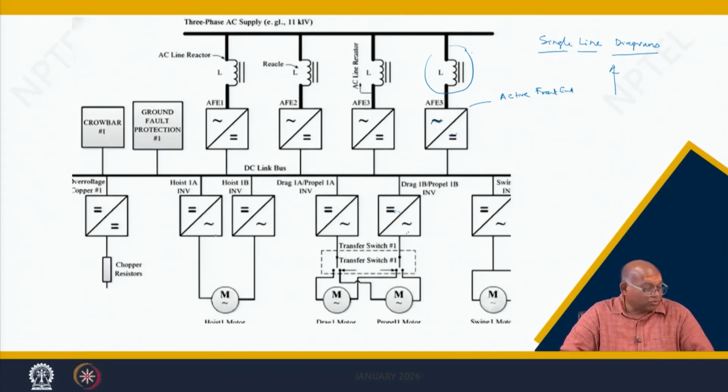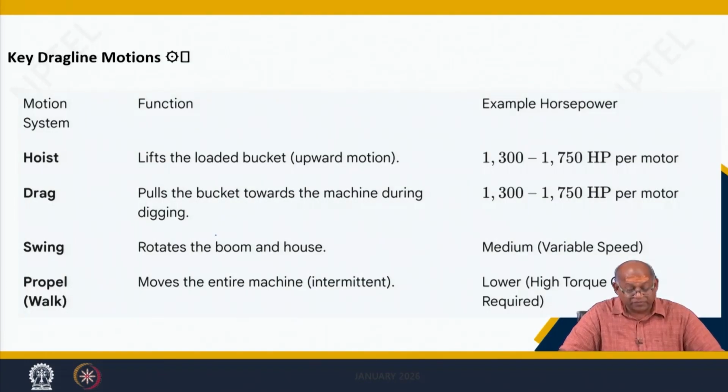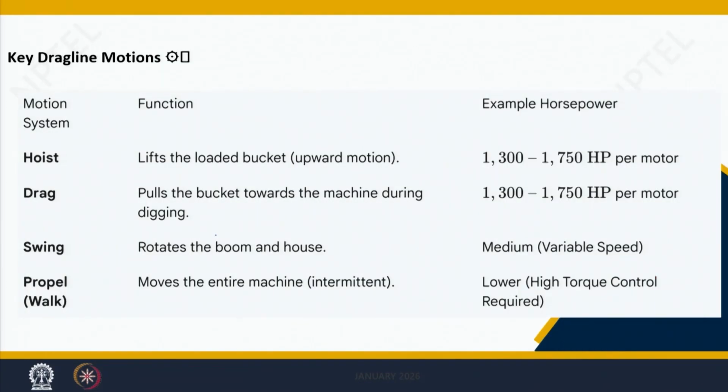So, with this let us go into a little bit of power systems. These are different motors you can see, like hoist, drag, swing, propel. Hoist motor is up to 1300 to 1750 HP sometimes, and this is medium variable speed, lower speed etc. That means about 1 megawatt, but it can be more also sometimes. So, these are some references.